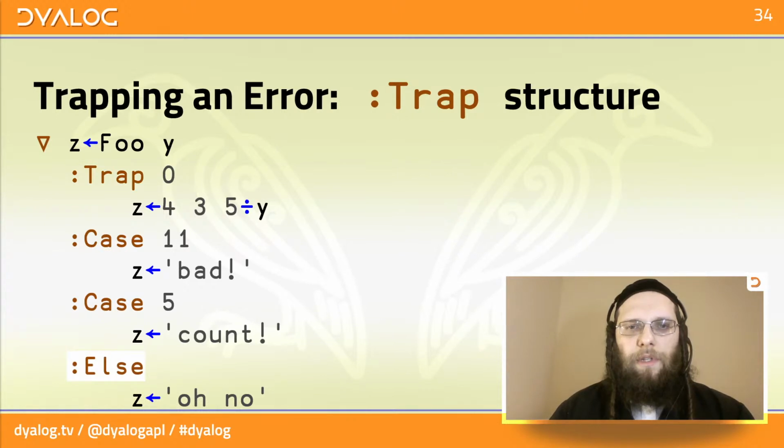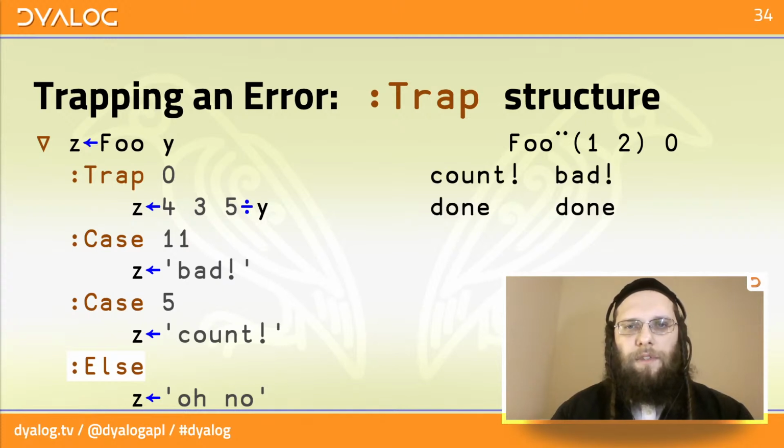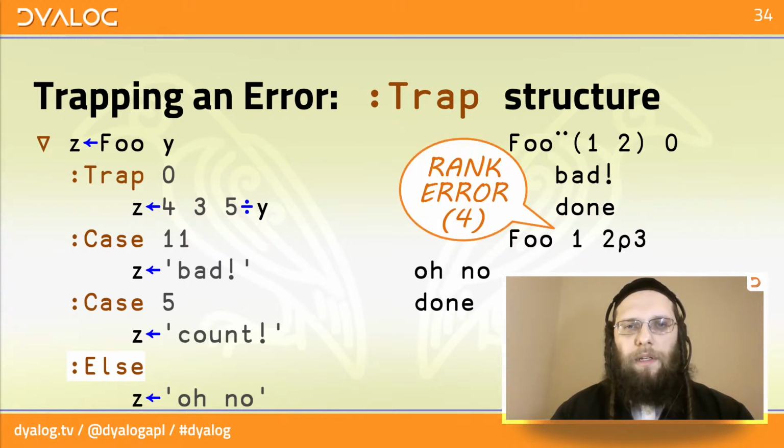And similarly to with the select statements, we can also add an else here. So here we are trapping all errors, taking specific action for error number 11 and 5, and letting all other errors go to a fallback action. So if we try this, we're trying to apply it on something that gives us a length error or a domain error, and it gives us the expected results. And here we are using a matrix, so we're trying to pair up a matrix with a vector, and they don't match at all. So we go to the fallback, the else clause, and that's because it's a rank error, and rank errors have error number 4, which is not one of the ones we took specific action for.